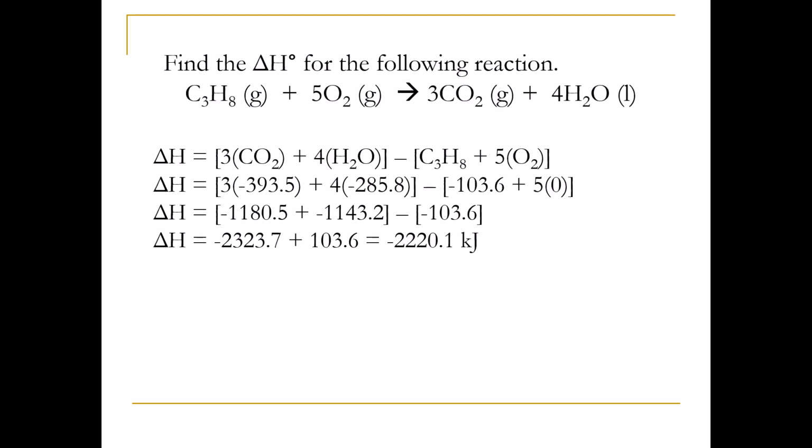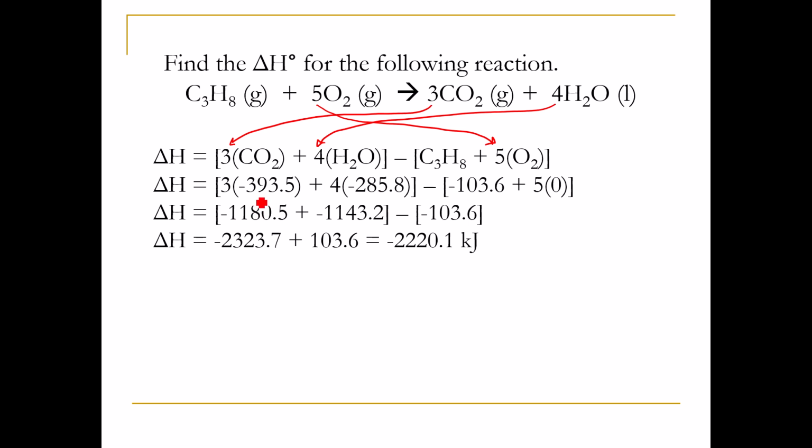Alright, so here's an example. If I want to know delta H for my C3H8 plus 5O2 gives me 3CO2 plus 4H2O. So my combustion reaction, I'm going to look up heat of formation values for all of my components of my equation. So I have 3 times the CO2, 4 times the H2O, those are my products. Then I'm going to subtract 1 times the C3H8 and 5 times the O2. So products minus reactants.